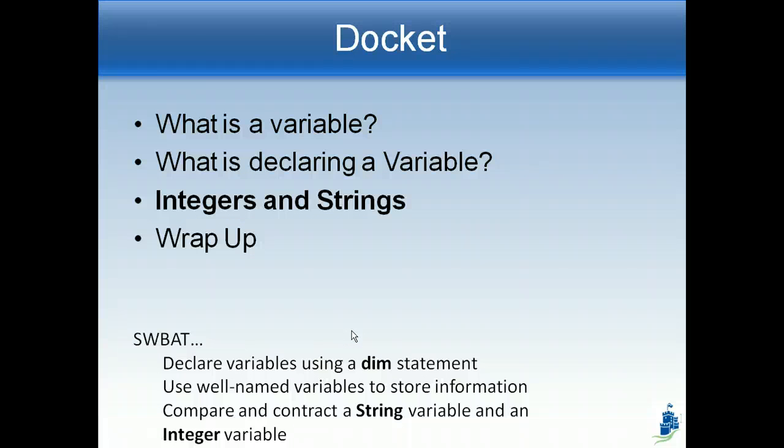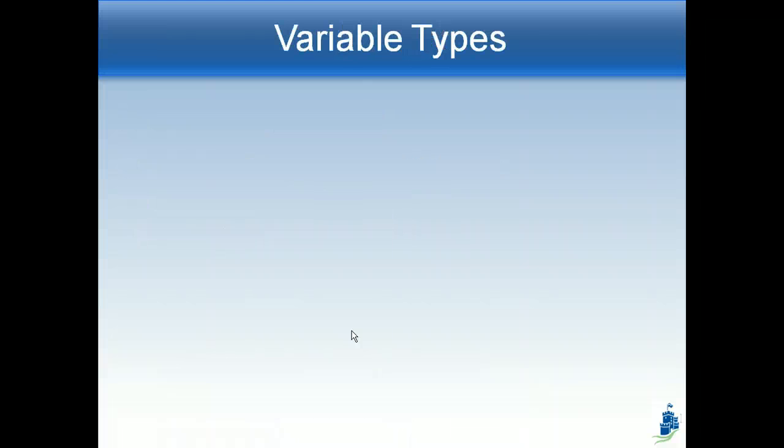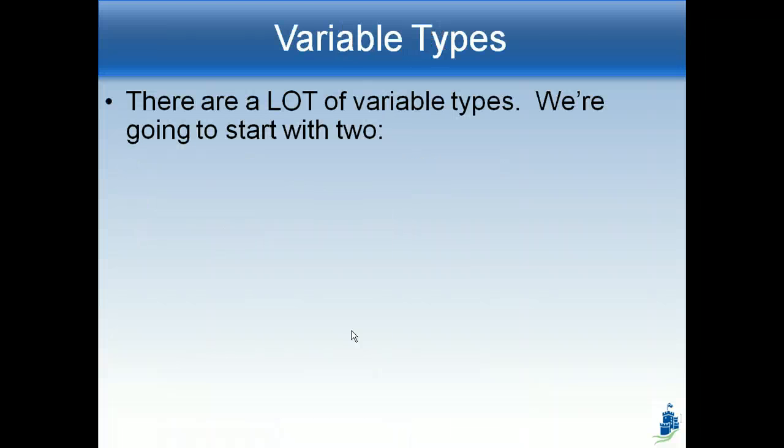All right, so one last thing I want to talk about are two basic variable types, and we're going to learn more about variable types later. But for now, we'll just start with these two. They're called integers and strings. So there are a lot of variable types. There are 100 probably, but we're just going to start with two.